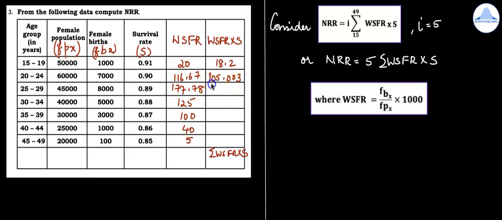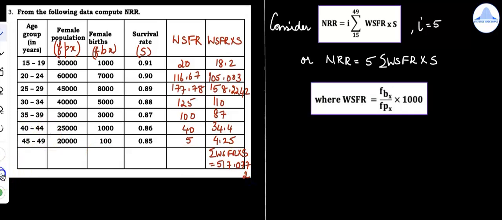Similarly, the next calculation is 158.2242. Then we get 110, 87, 34.4 and 4.25. When we add up this column, we will get summation WSFR into S, which is 517.0772.